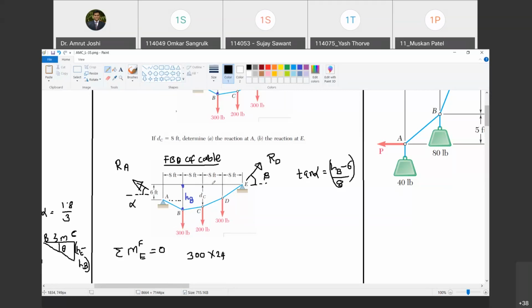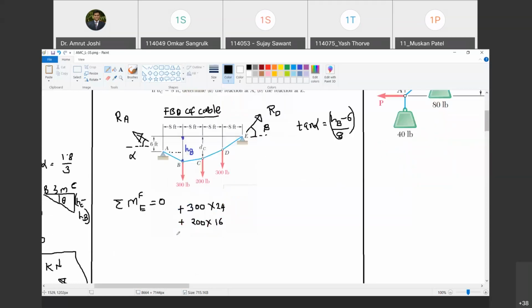Yes, sir. And that is positive because it is causing anti-clockwise movement. Now what is the moment of this 200 pound about E? Plus 200 into 60. What is the moment of this 300? Plus 300 into 8. Do you agree with me?